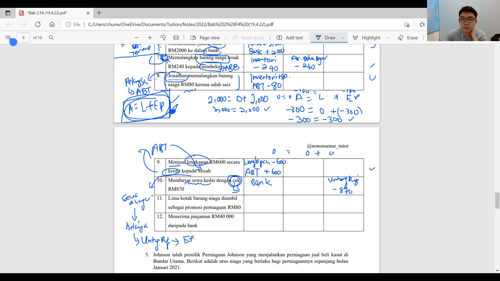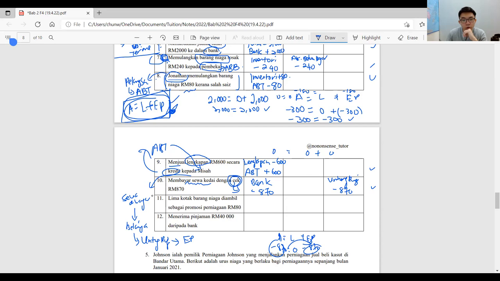All right. And this bank, because I pay, when you pay something, you pay your rental or you pay anything, you pay your bill, your money will reduce. Akan berkurang. So you minus 870. And when you check the answer, asset equals to liability plus equity pemilik. Your asset is minus 870. Your liability is kosong, but your equity pemilik you got to minus 870. So you see that it's actually inbound.